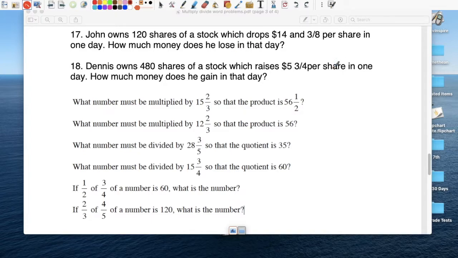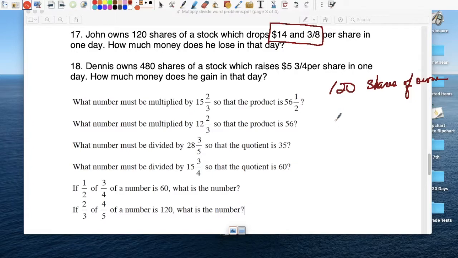Okay, so he owns something, and whatever he owns, 120 of these. 120 shares of a stock. So he's an owner. He owns a little piece of a company. So I have 120 shares, and each of them has a certain value. But I know that each of these shares for that particular day lost $14 and 3/8 in value. So if you only had one share, that day, you would have only lost $14 and 3/8.